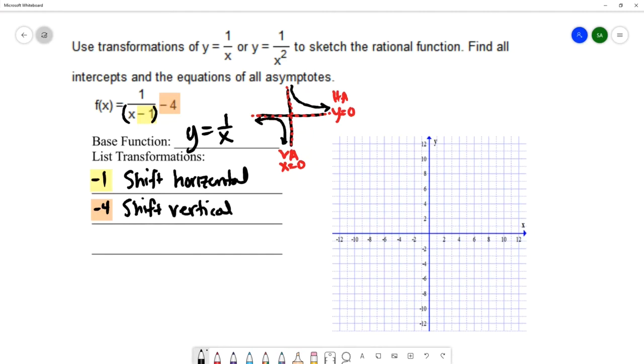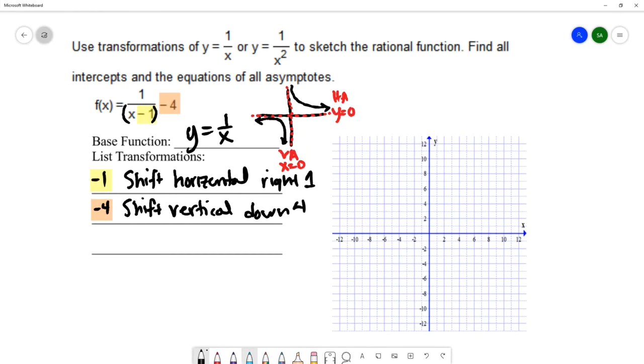And then we want to know for the horizontal shift whether it's shifting left or to the right. The minus is to the right. So the graph is going to transform by shifting 1 unit to the right. And the -4 is either up or down, and the fact that it's minus means it's down. We're going to go down 4. So that's how we're going to transform this graph.